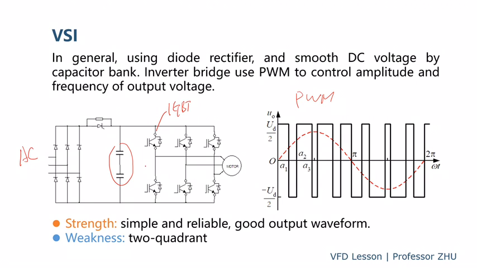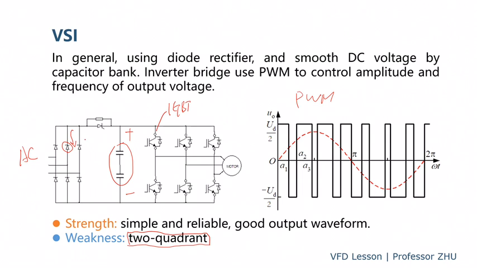Disadvantage of the VSI: the standard VSI is a 2-quadrant drive. That means this inverter cannot do regeneration. For example, when energy is converted from mechanical to electrical energy, that energy will charge the DC voltage. It could pump up the DC voltage, and if the voltage goes to a certain level, the drive will trip on over voltage, because the diode is a one-directional component. The current cannot go backward through the diode.